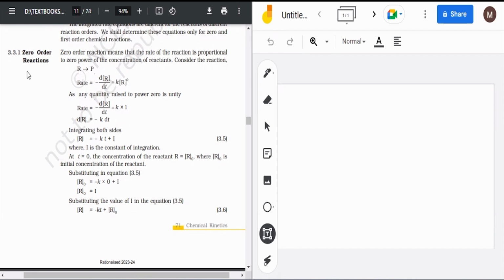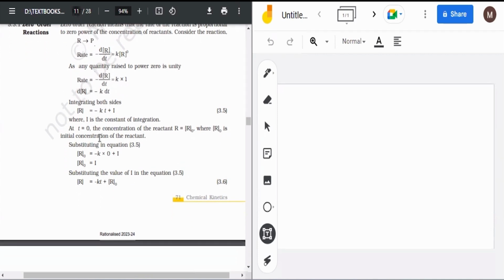Why power 0? Because it is a zero order reaction. So it would be k R to the power 0, and since it is R to the power 0, we can write it to be equal to 1. So minus dR by dt is equal to k. dR is equal to k dt with a negative sign. So R is equal to kt plus I on integrating it. So R is equal to kt plus I.